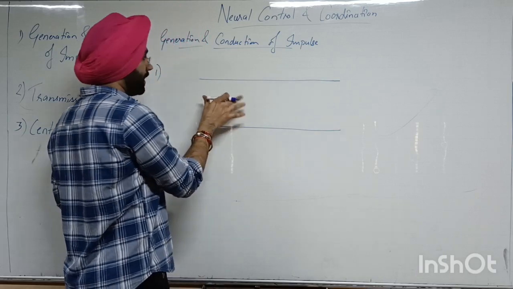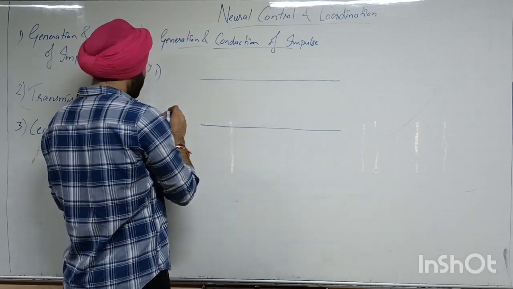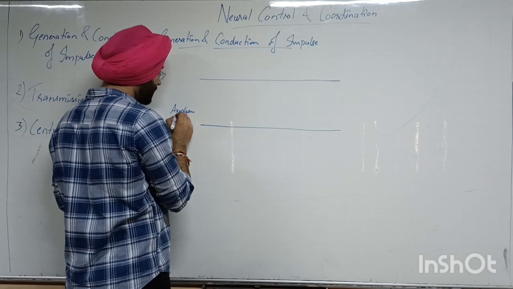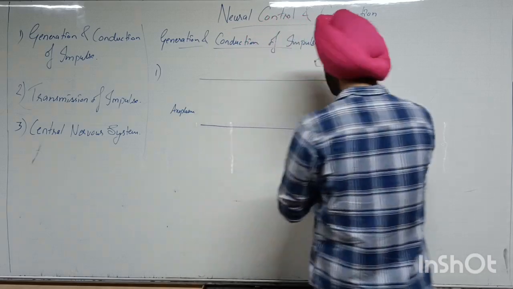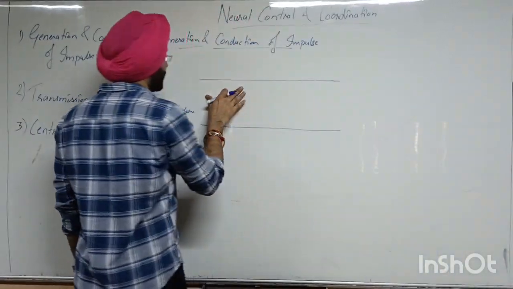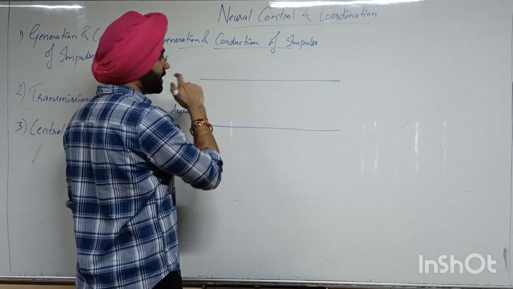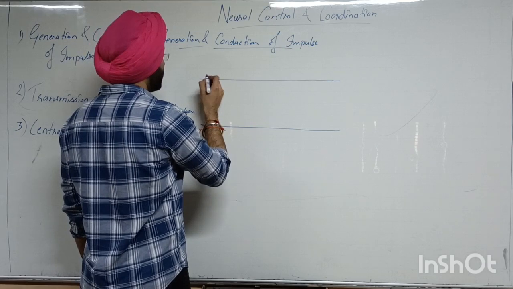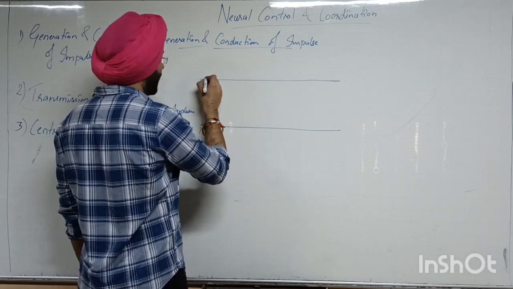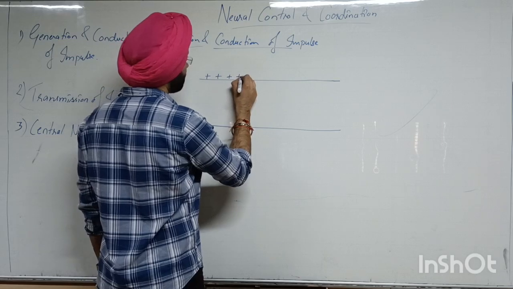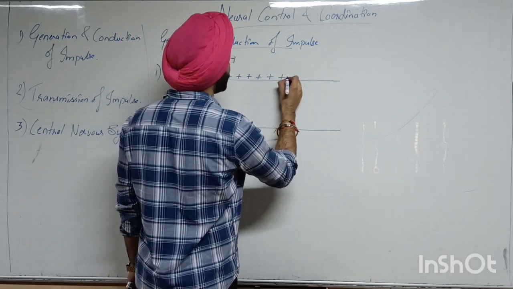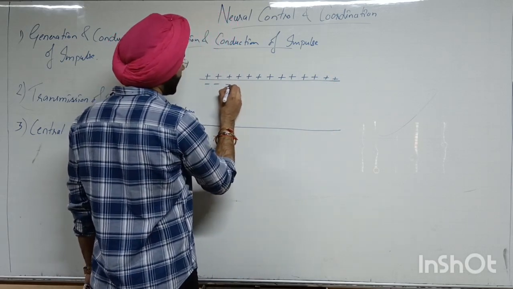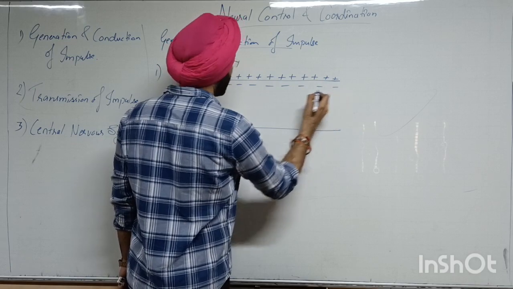This is the axon part, and the axon is filled with a fluid known as axoplasm, which is similar to cytoplasm, and this is the membrane of the axon. Firstly, whenever the axon is at the resting phase, there is a charge across the membrane like this. There is positive charge outside the axon membrane, and inside the axon membrane there is negative charge.